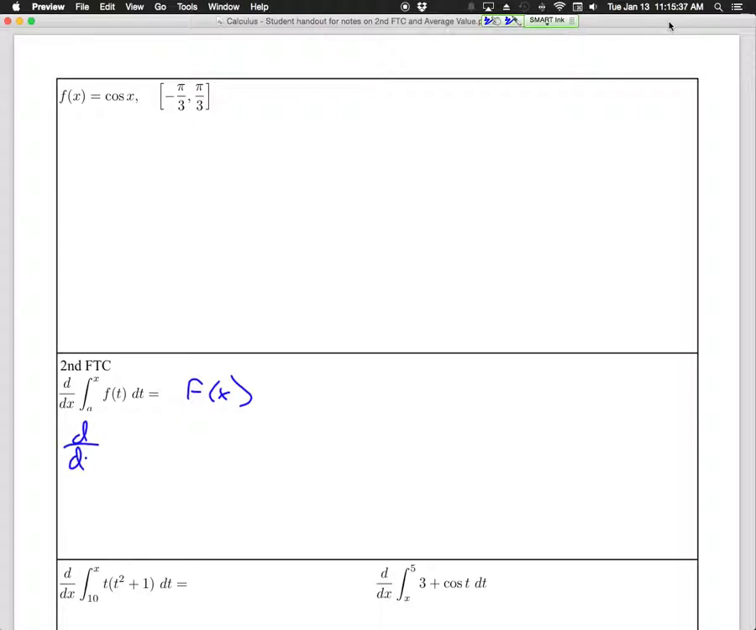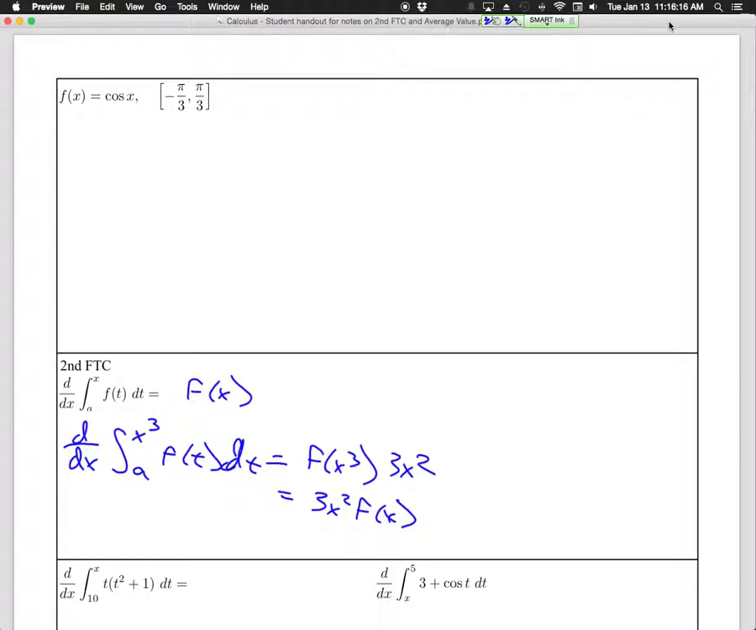You may see two other things. Notice this time, instead of x up here, it's x cubed. You start the same way, plugging in x cubed, so it would be f of x cubed. However, if you're plugging in something that is not just x, you also have to multiply by the derivative of what you're plugging in. So I also have to multiply by 3x squared, so this one equals 3x squared f of x cubed.